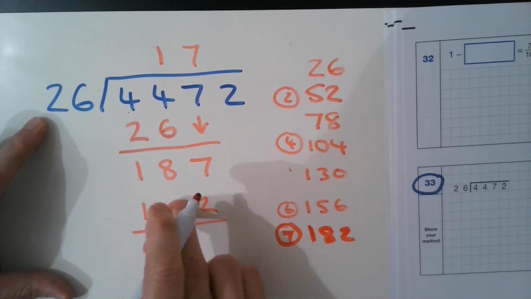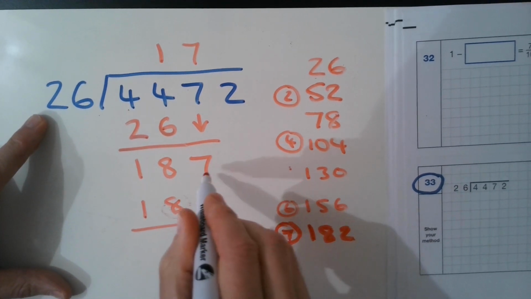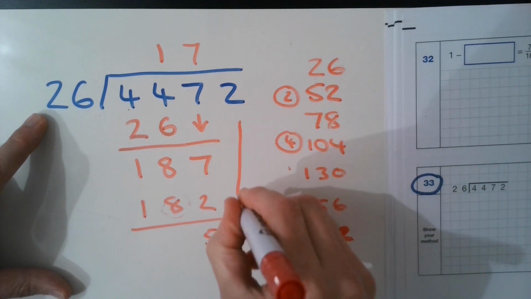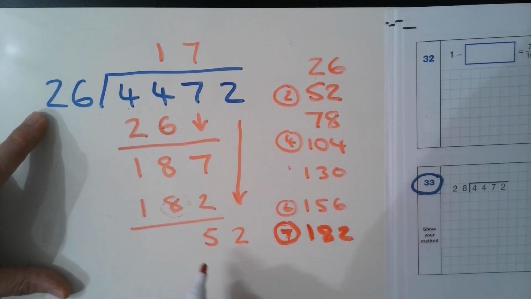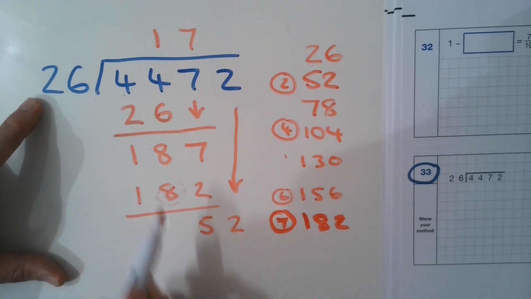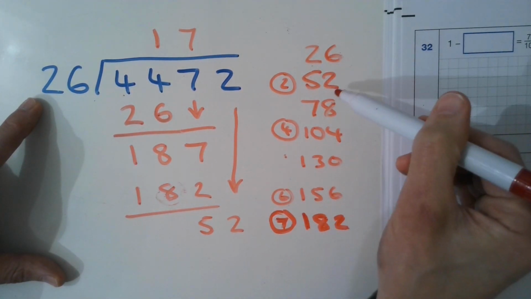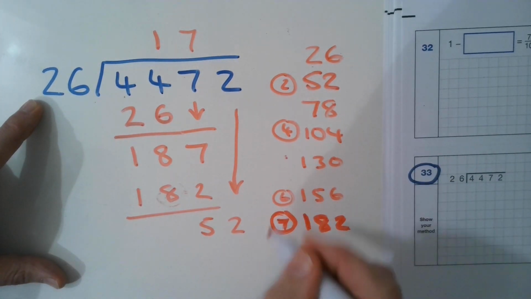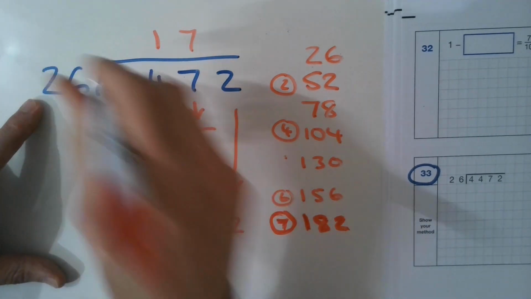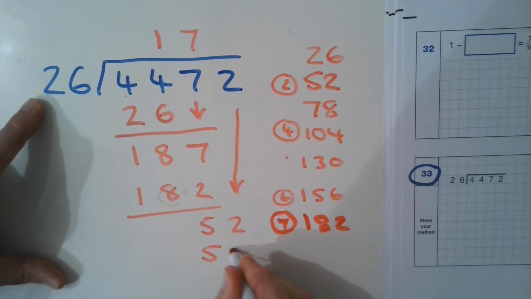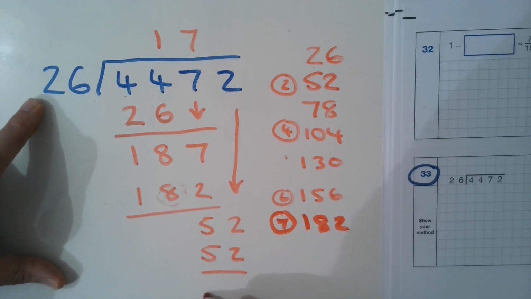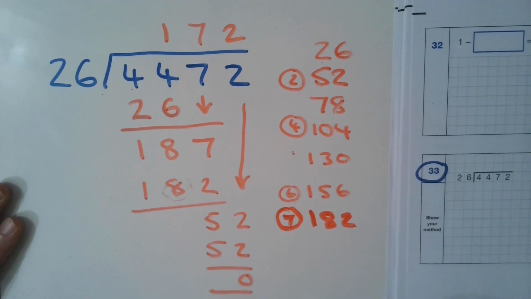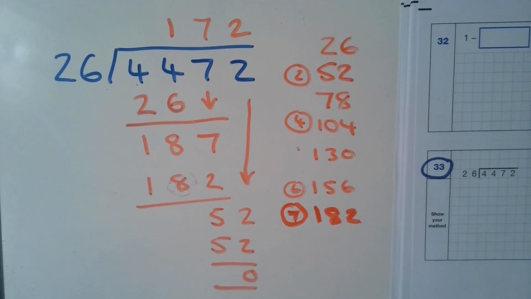And sorry, not a very good 8 there. When we subtract 182 from 187, that will give us 5. And then that 2 will drop down to there. So we can see now how many 26s in 52. Well, fantastic, look at that. So we know we've done it the right way. How many 26s in 52? That's 2. 2 times 26 is 52. So that's 2 there. Okay, so that is the formal method of long division.